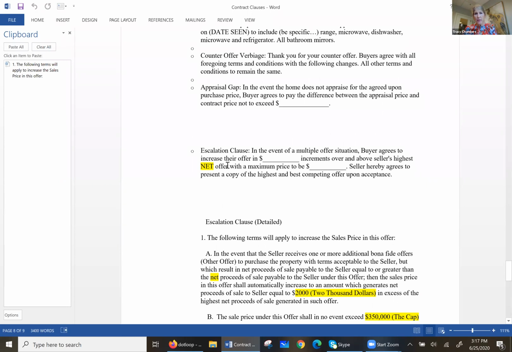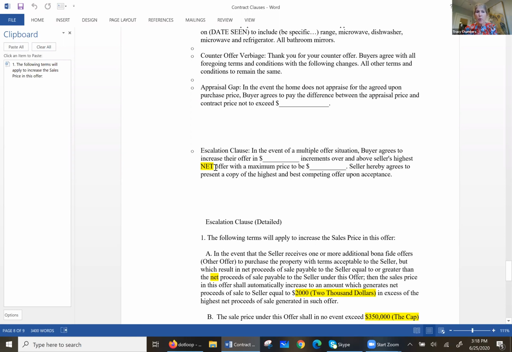I think it should be somewhat substantial there. Over and above the seller's highest net offer, with the maximum price, you must have a cap not to exceed, let's say, $200,000. And then you have to show a copy of the competing offer. And you don't show the whole offer. You would black out any names or pertinent information and just show the price with the escalation clause and the sign page at the end.